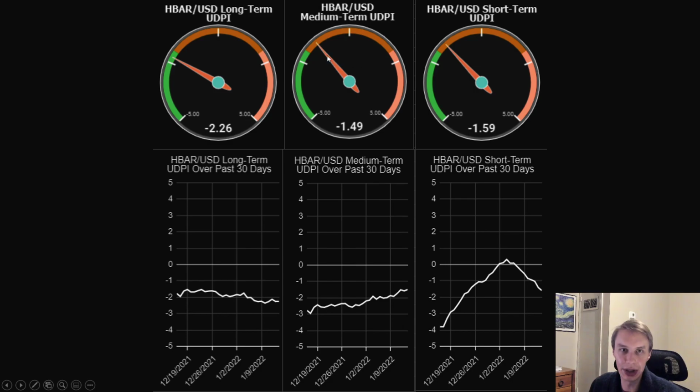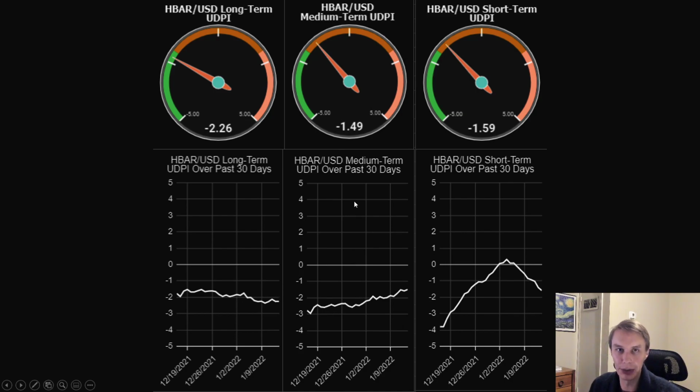Medium term, this is a model I hadn't shown you before, but essentially this cares about moves that play out over weeks to months. So a little bit more short term than the long term, but not as short term as the short term, kind of in the middle. And it's telling a similar story to the long-term UDPI.